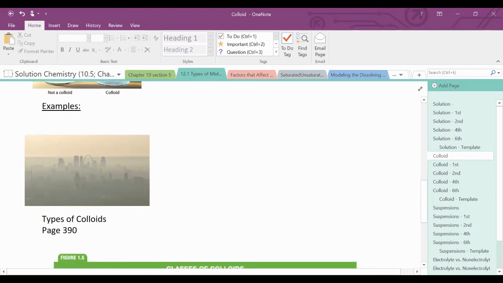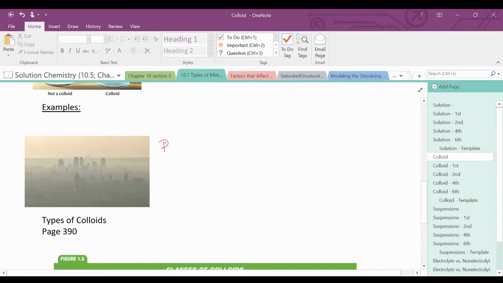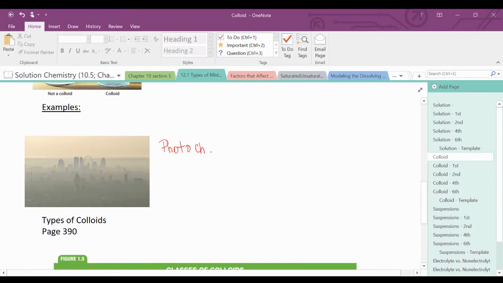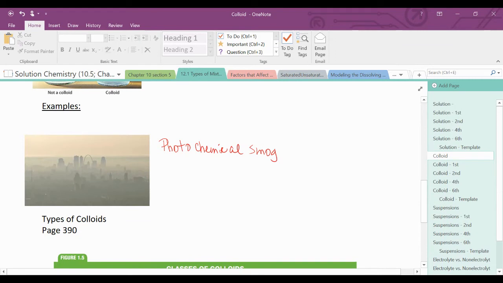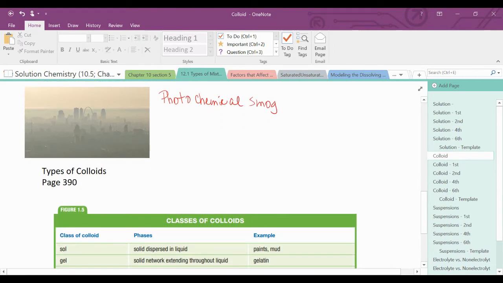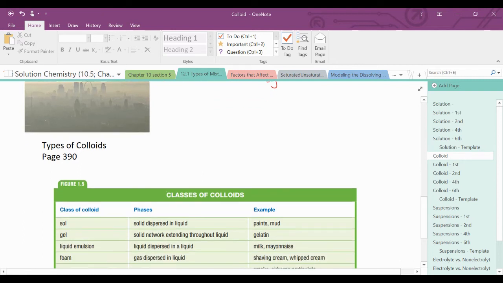Okay, so let's talk about examples of a colloid that you might be familiar with. In the summertime in St. Louis, when it's really warm, we get this hazy brown look to it. So, we call this photochemical smog. All right. And then we can also look in the figure of your book and see the types of colloids.